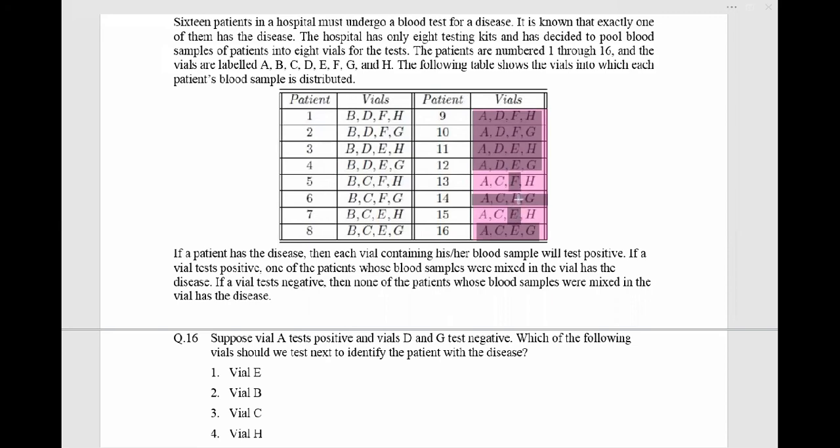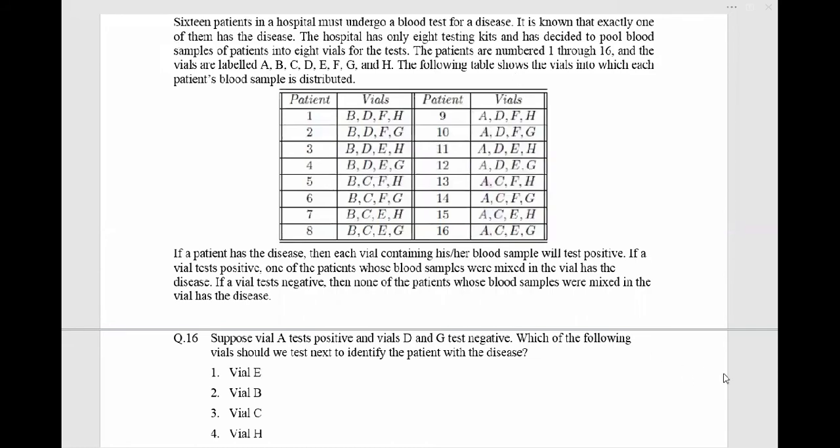If I'm testing F and it comes positive, then 13 is the person. If I'm testing F and it comes negative, that means 15 is the person. So I have to test either F or E. In the options, we don't have F, so obviously E is the answer. Option 1.